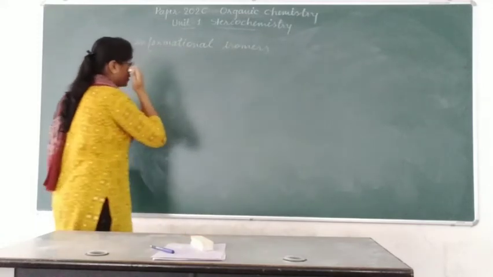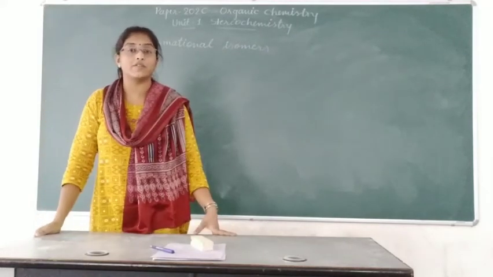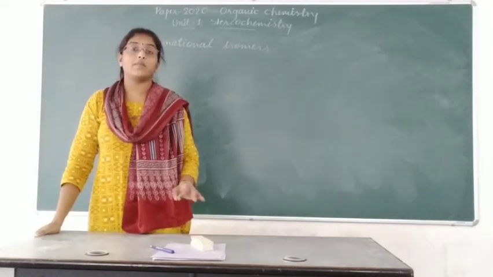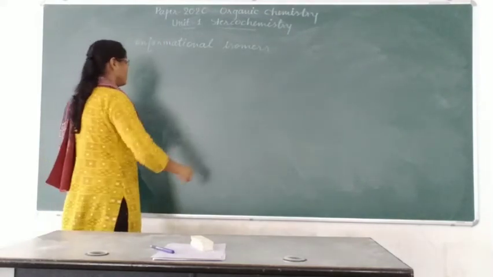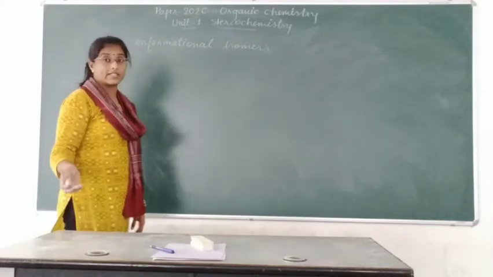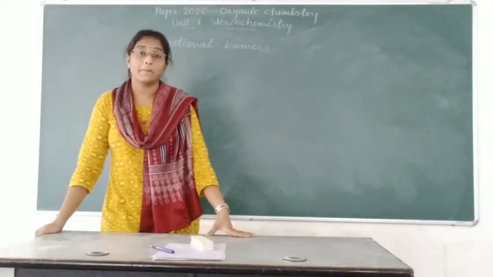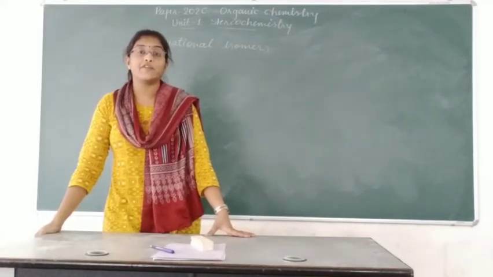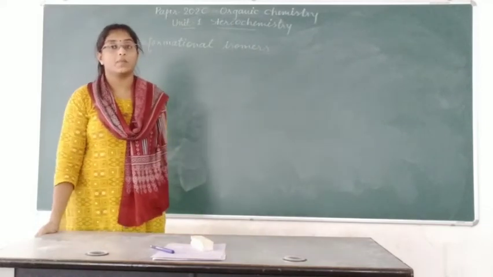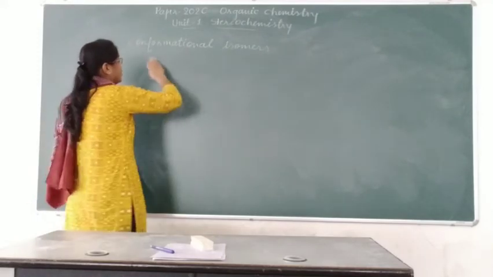Conformational isomers. The minimum requirement for conformational isomers is that a minimum of one C-C single bond must be present. So we cannot take the example of methane for conformational isomers, because conformational isomers involve C-C single bond rotation and different spatial arrangement. Here I am drawing a conformational isomer.